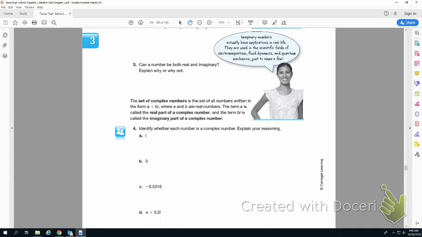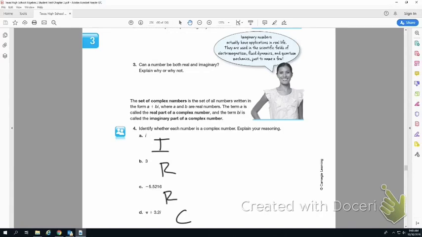Alright, so A, is this imaginary, complex, or real? Imaginary. 3, is that imaginary, complex, or real? Real. Negative 5.5216. Real. Pi plus 3.2i. Complex. Okay, pi is a number. Okay, so go ahead and turn to the next page.